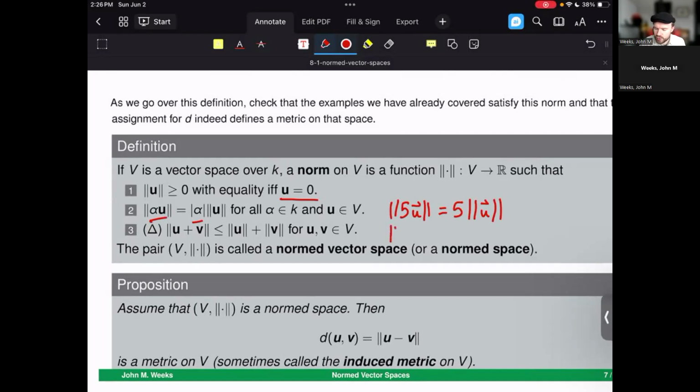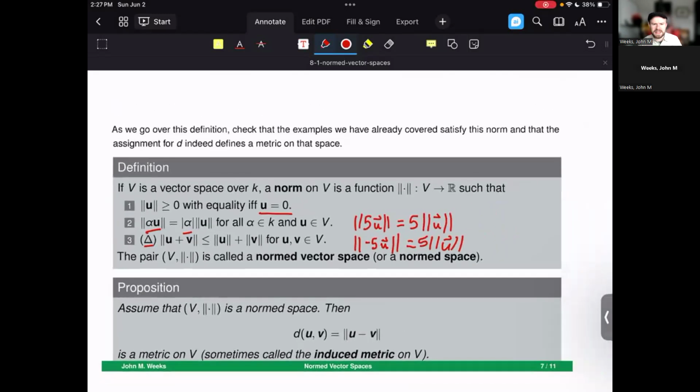That same thing should be true if I plug in -5, because if I'm measuring lengths, putting a negative out front should give me the same length, but only change the direction of that value. Since I'm measuring length, that's just going to be 5 times the vector u. And then finally, we need the triangle inequality as well, which is that the norm of u plus v needs to be less than or equal to the norm of u plus the norm of v. These things all put together give us what is called a normed vector space in a particular vector space V.